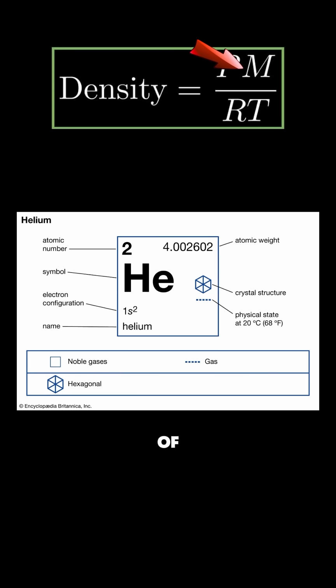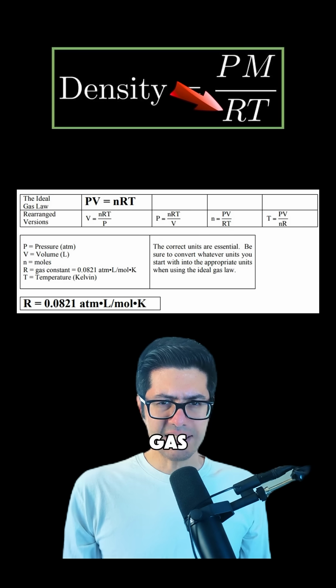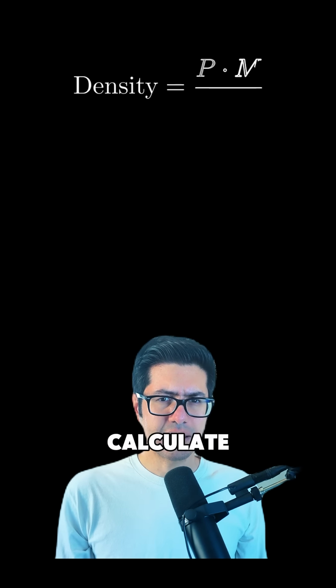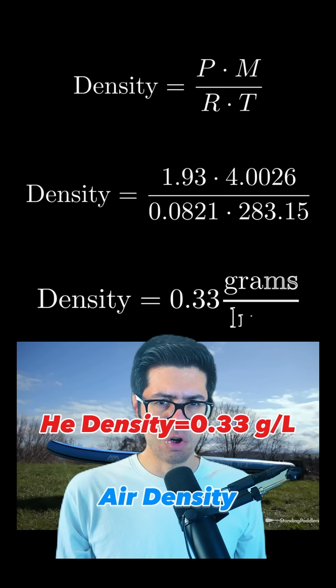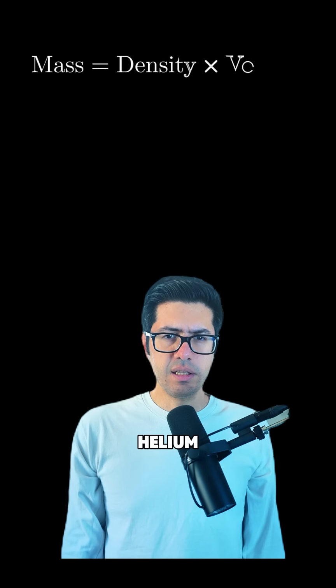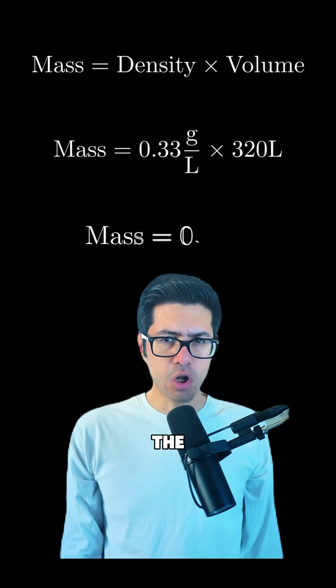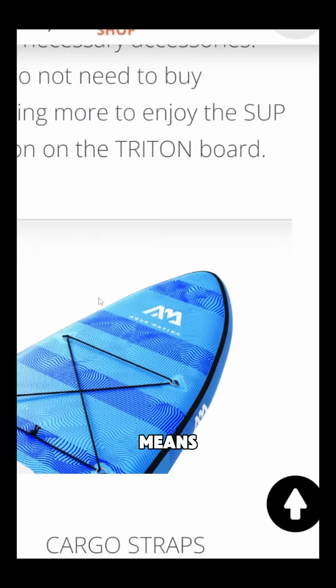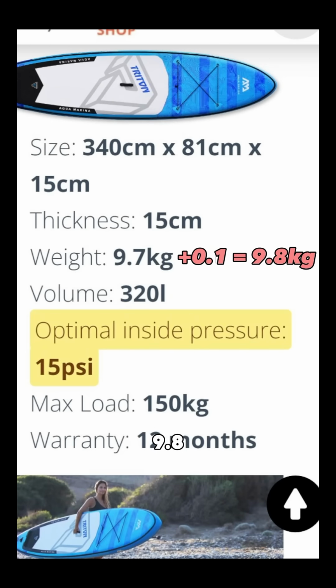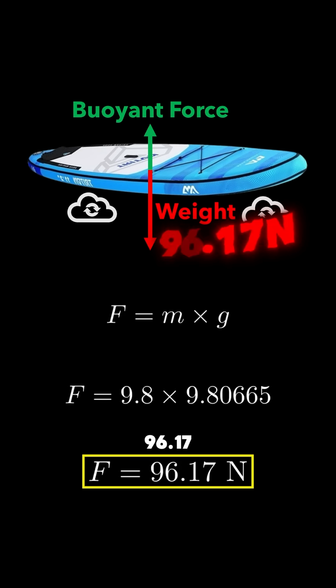M is the molar mass of helium at about 4 grams per mole. R is the ideal gas constant and T is the temperature in Kelvin. We can then calculate the density of the helium inside your board to be 0.33 grams per liter. The mass of the helium inside your board would be this density times the volume, which would be 0.1 kilograms, which means the total mass of the board including the helium is 9.8. Times gravity, that is a downwards force of 96.17 newtons.